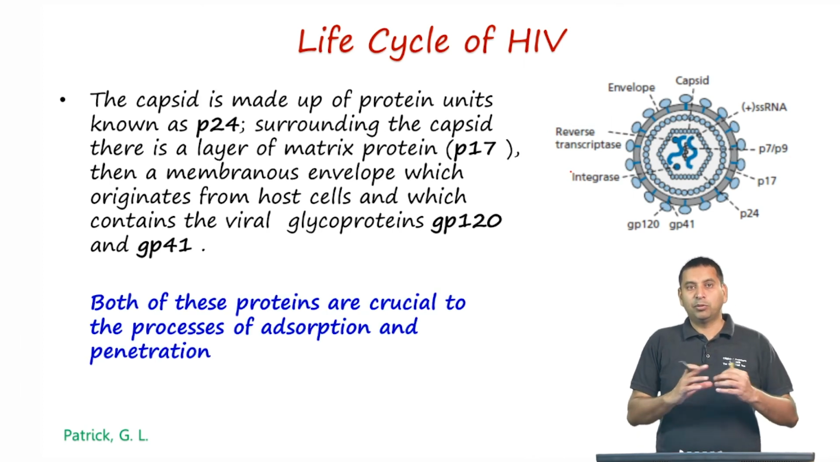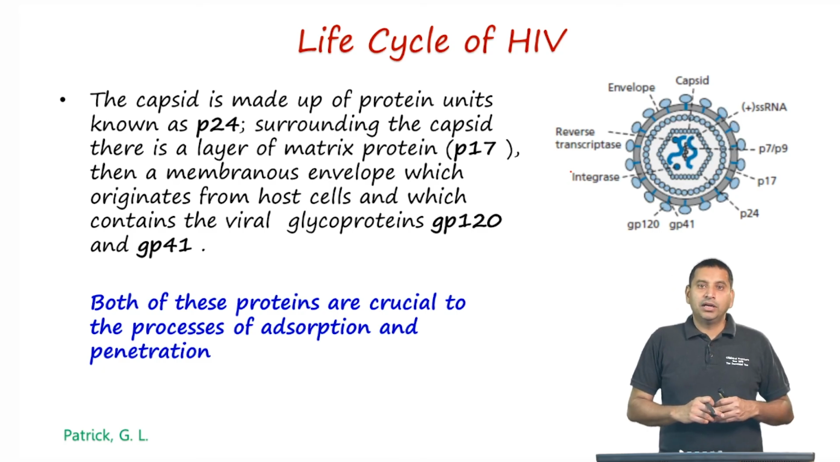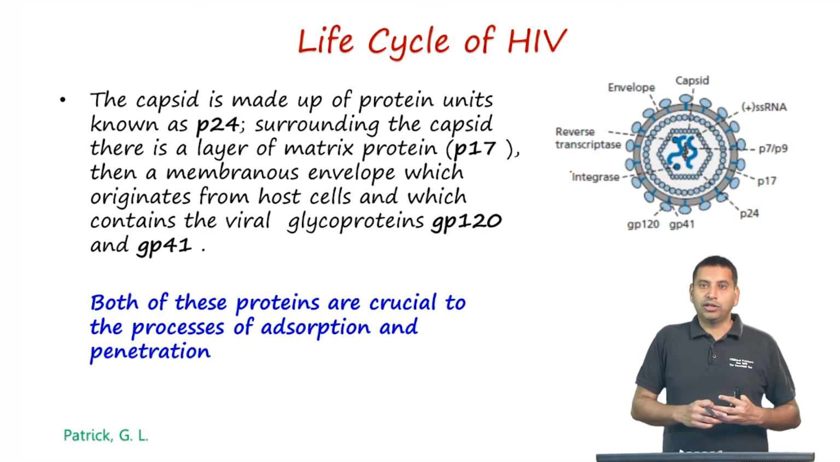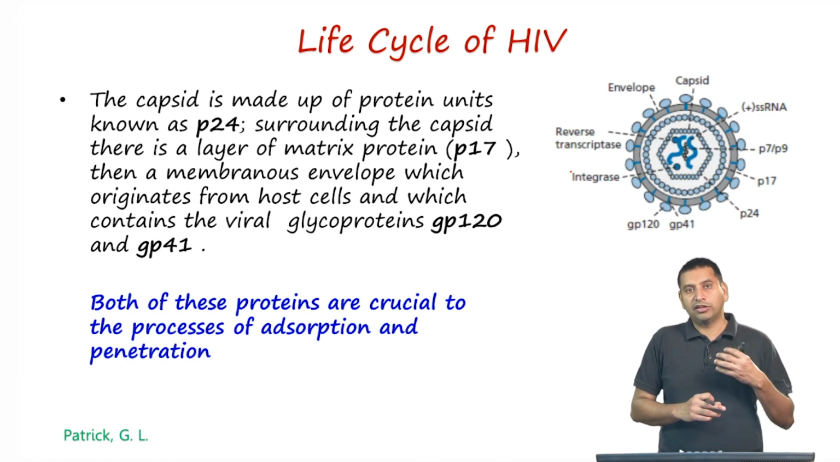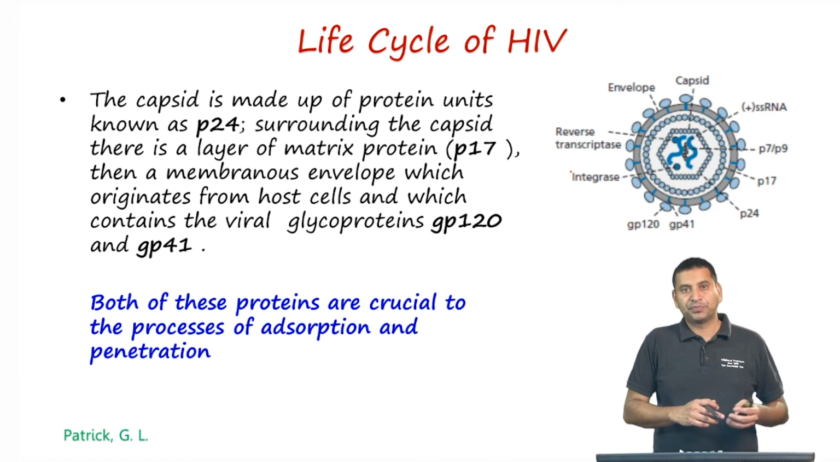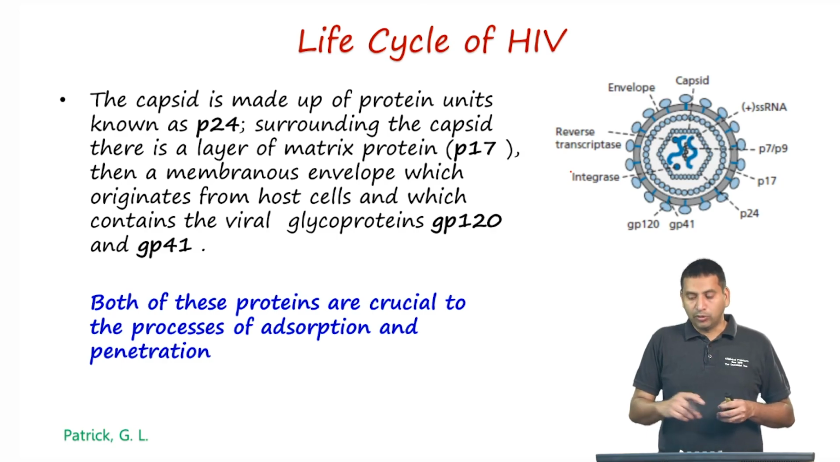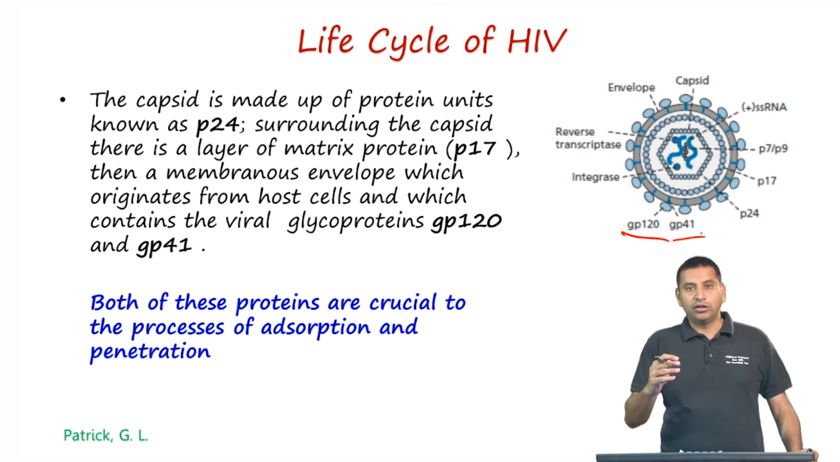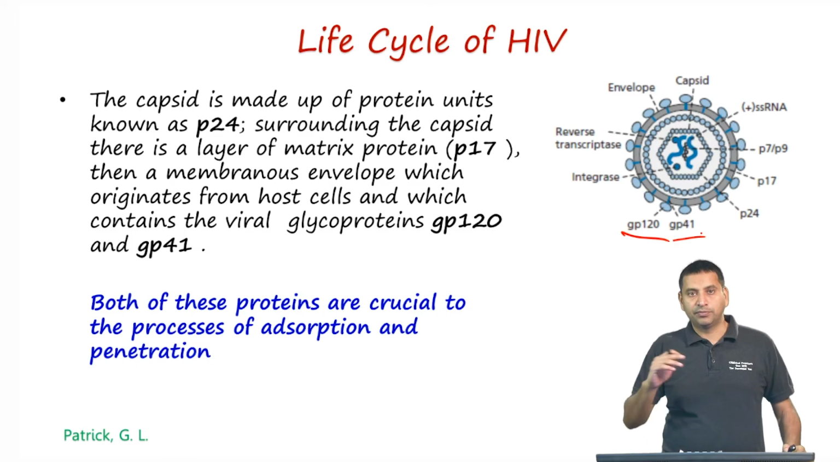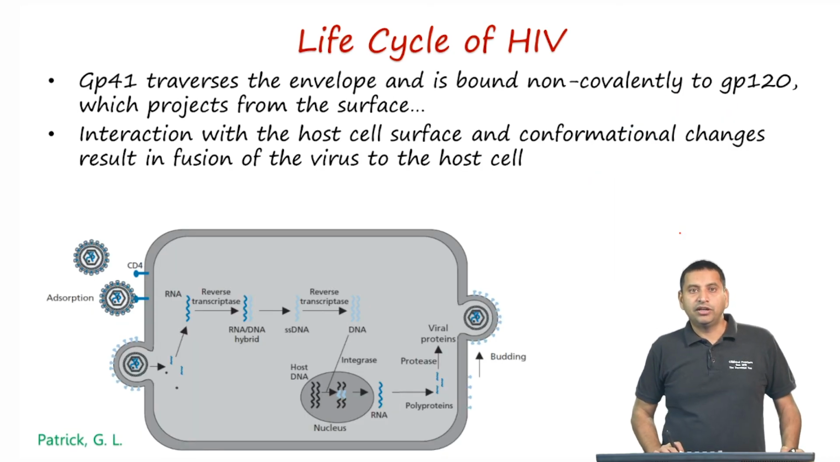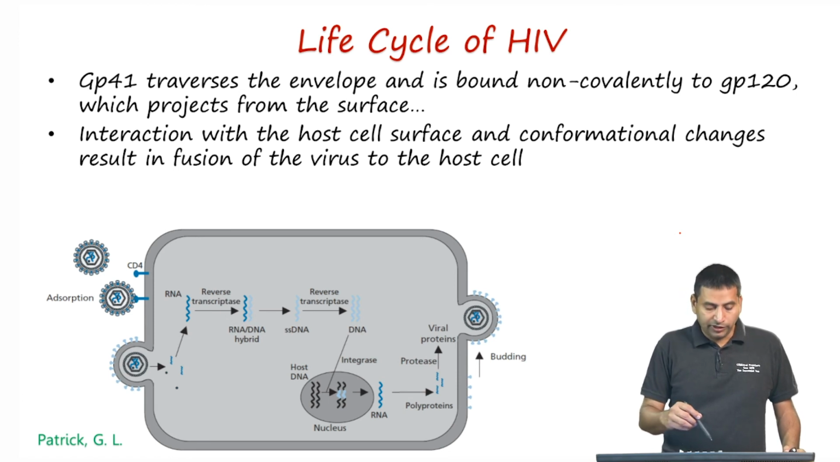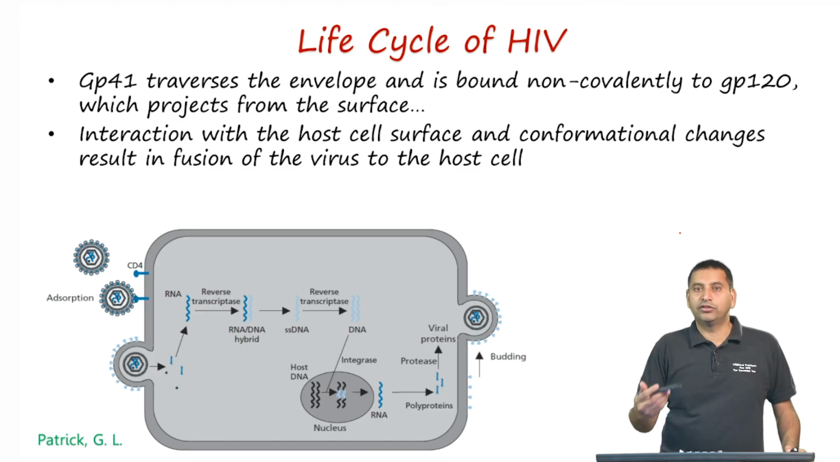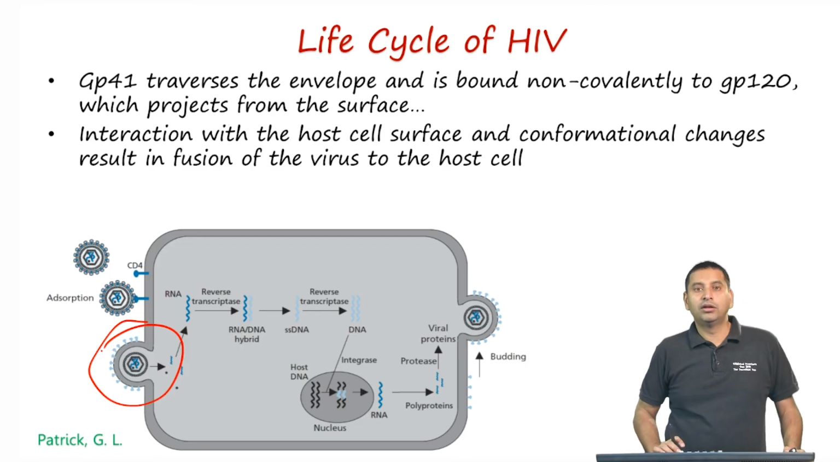The capsid is made up of protein units known as P24, and surrounding the capsid there is a layer of matrix protein known as P17, and then a membranous envelope which originates from the host cells, okay, and which contains the viral glycoprotein GP120 and GP41. Both of these proteins are crucial to the process of adsorption and penetration. Now, what happens is that GP41 traverses the envelope and is bound non-covalently to GP120, and then interaction with the host cell surface and subsequent conformational changes result in the fusion of the viral particle.